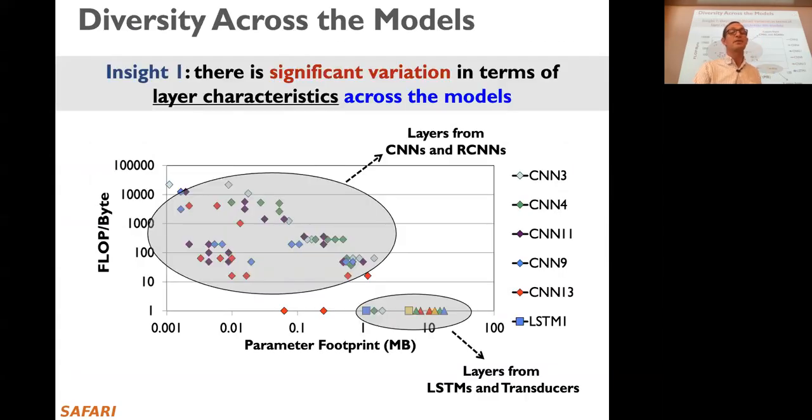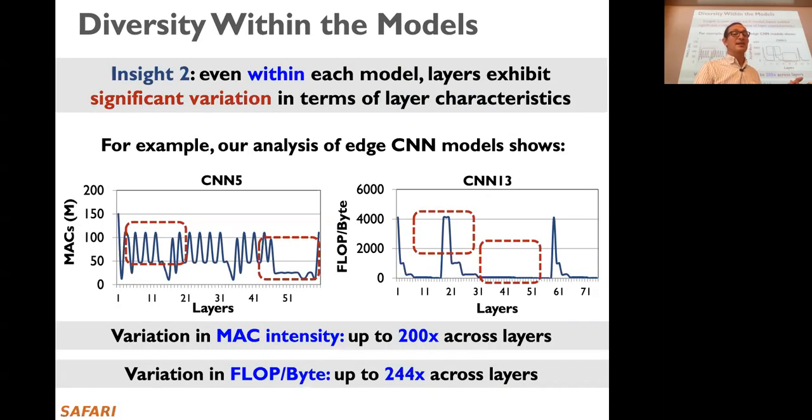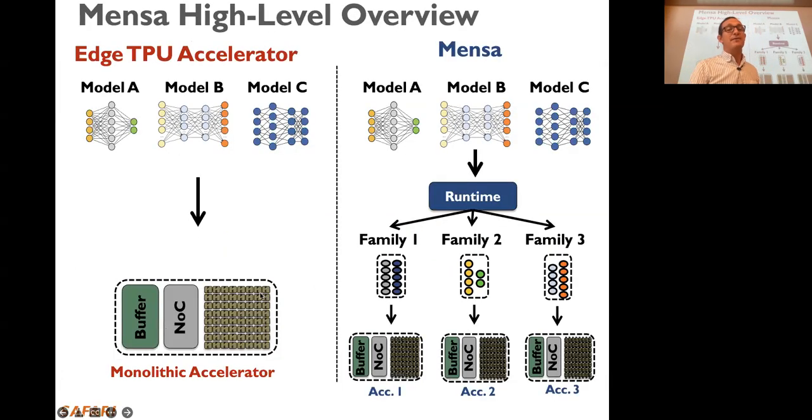This stems from the fact that different layers have very different characteristics. For example, this is classifying different neural networks based on their parameter footprint as well as arithmetic intensity, and you can see that it's all over the place. There's a huge variation. Also, within a layer, there's a huge variation. For example, in flop per byte, you get 248x variation across the execution. So it makes sense to have not a monolithic accelerator, but different accelerators that are customized for different families of these layers.